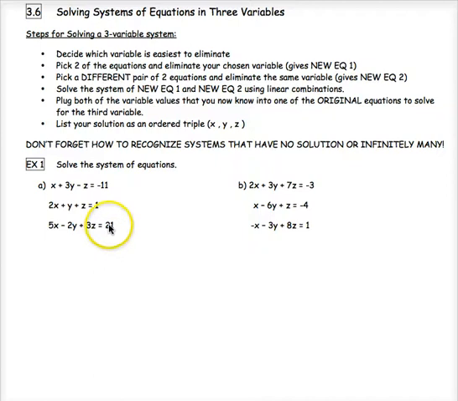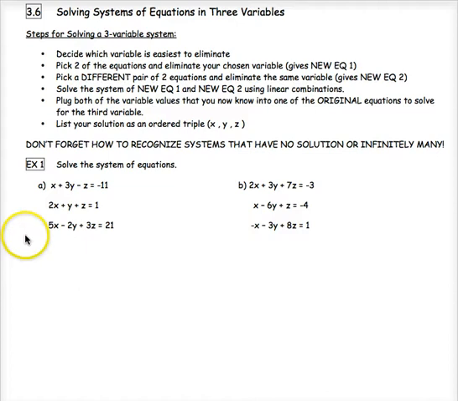Now, on occasion you will have problems where maybe one of the equations only has 2 variables, and if that's the case, that should actually save you some steps. So if you run across that, that doesn't mean that it's harder. That actually should mean that it's easier because you have a little bit less work to do because you've already eliminated a variable from one of the equations. So these have all 3, so that means we have to go through all the steps for these.